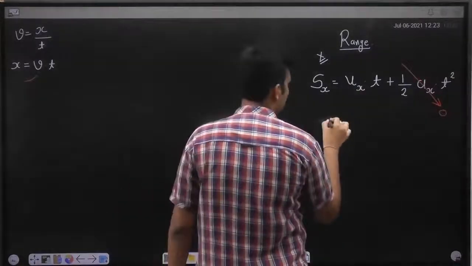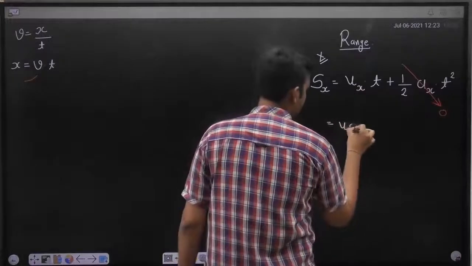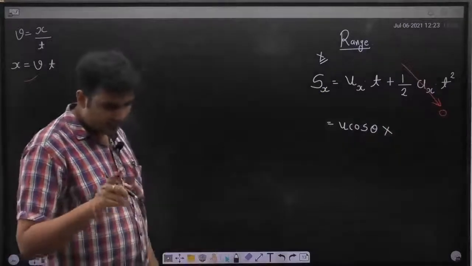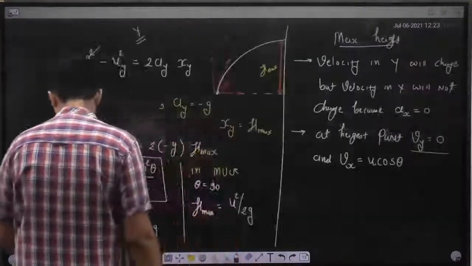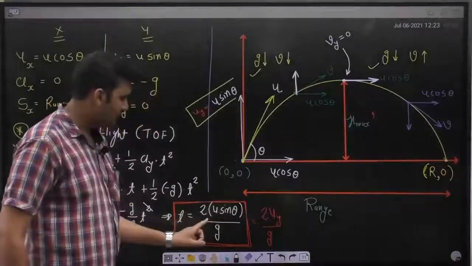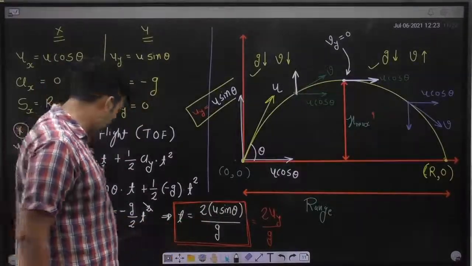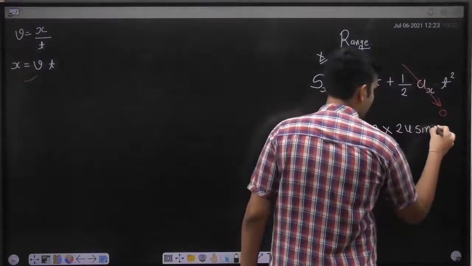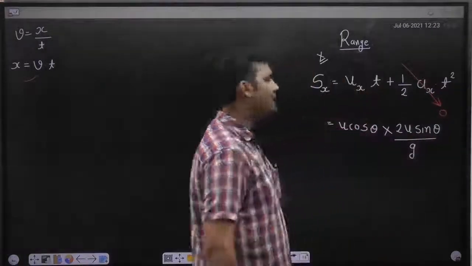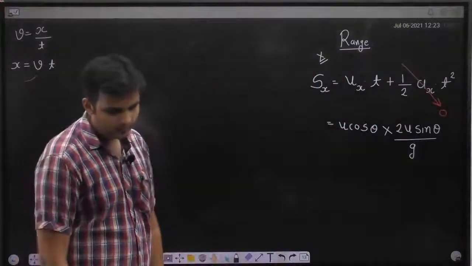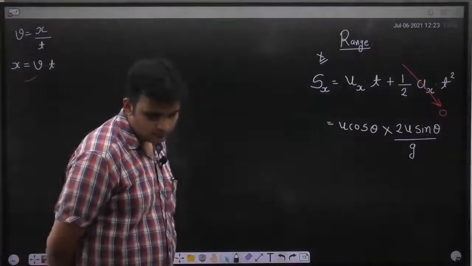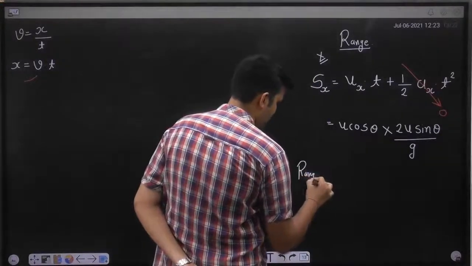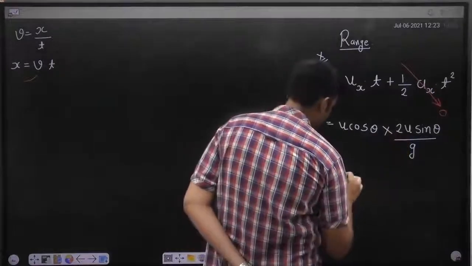What is the x velocity? It is u cos theta into time, which is the time of flight. What is the formula for time of flight? Yes, 2u sin theta by g. So here I should write 2u sin theta by g. So this is nothing but the range, that equals u into u, which is u square.